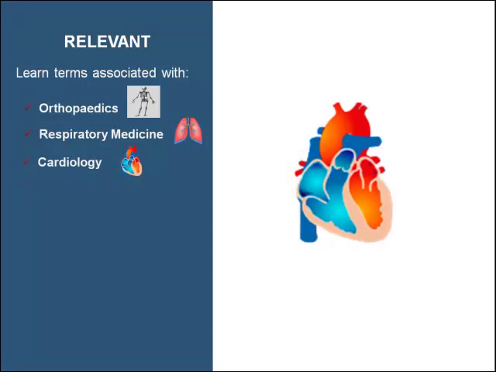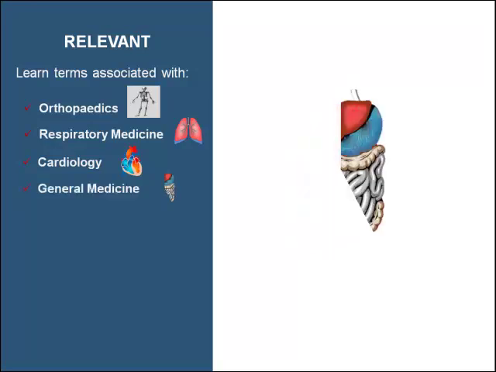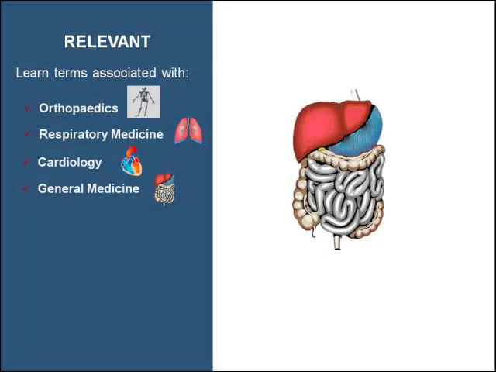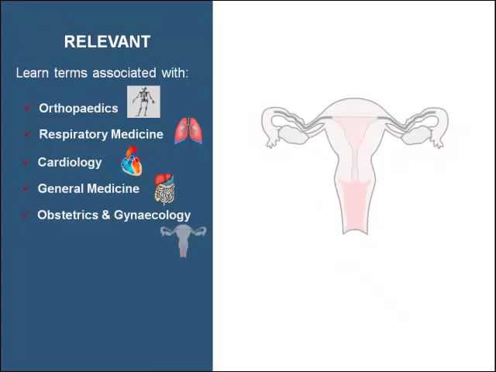cardiology, which is the study of the heart, so common heart conditions and also conditions associated with the blood vessels. Some general medicine. General medicine is a huge area of medicine, and we will cover many terms within this area. Obstetrics and gynecology. Well, gynecology literally means the study of diseases peculiar to women, and obstetrics relates to pregnancy and 6 weeks after birth. That's obstetrics and gynecology.